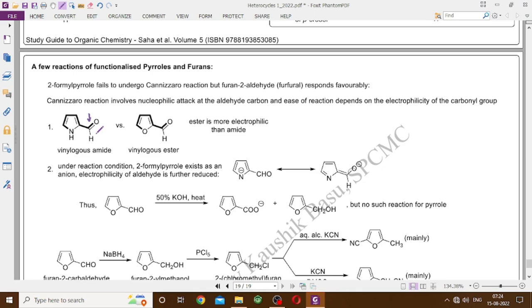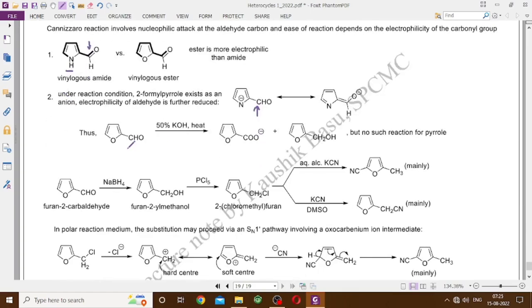And more importantly, perhaps, under the reaction condition of Cannizzaro, which is almost 50% alkali, this hydrogen atom will be taken away and the corresponding conjugate base will be produced, which will further compromise the electrophilicity of this carbonyl group via resonance stabilization. Therefore, for furan we have the corresponding disproportionation reaction, where in one molecule the CHO is oxidized to the corresponding carboxylate, and in the other it is reduced to the corresponding CH2OH, but no such reaction is observed for the pyrrole.